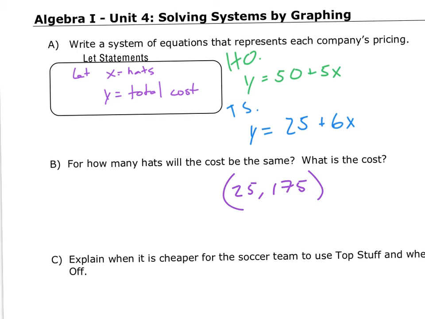175. Well, if we know that the 25 is x and the 175 is y, the question says, how many hats will the cost be the same? Well, hats is our x, and the graphs meet at x equals 25, so we can say 25 hats, they'd be the same. And then what is the cost? We know our y is our total cost, and our y is 175, so we could say they'd be $175.